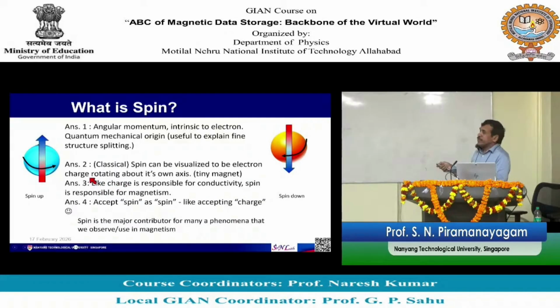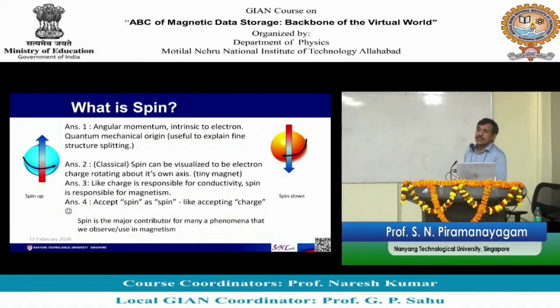Another way of explaining spin: charges are responsible for electricity, right? When you talk about conductivity in a wire, we say that electrons move, and in a semiconductor we say holes move. The electrical transport happens because of motion of charges. Similarly, you can say that spin is responsible for magnetism.